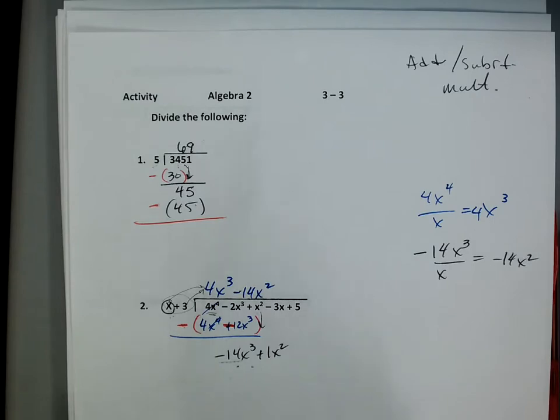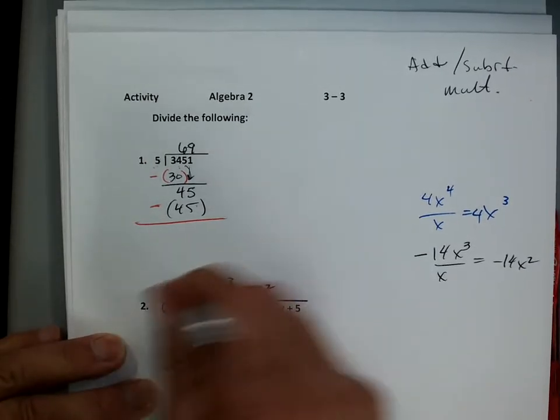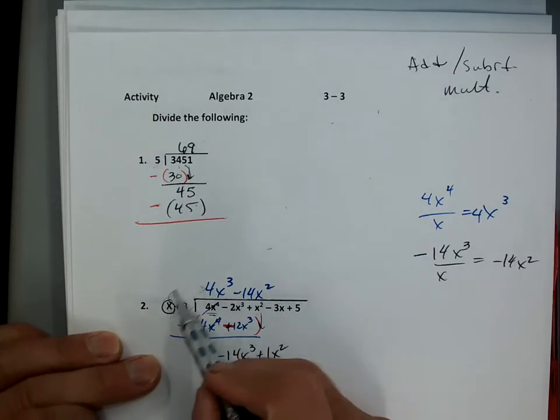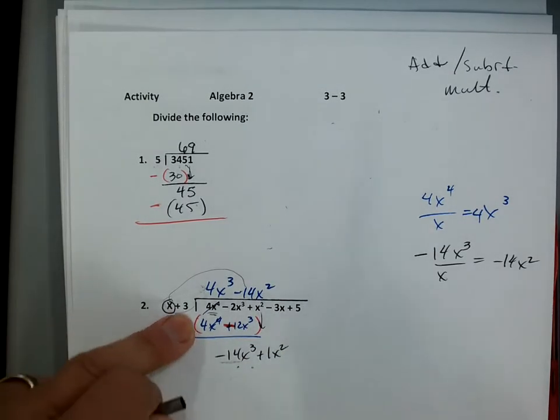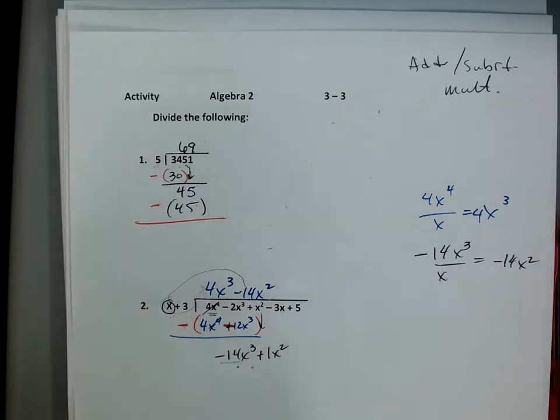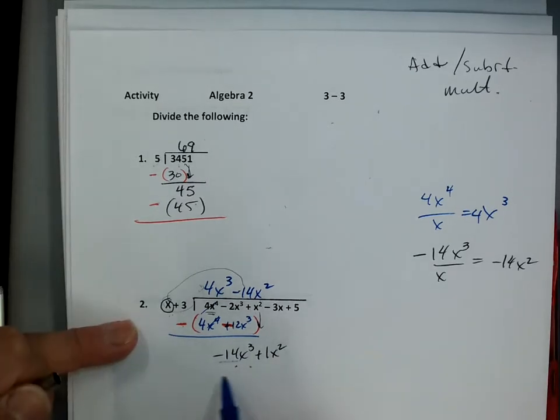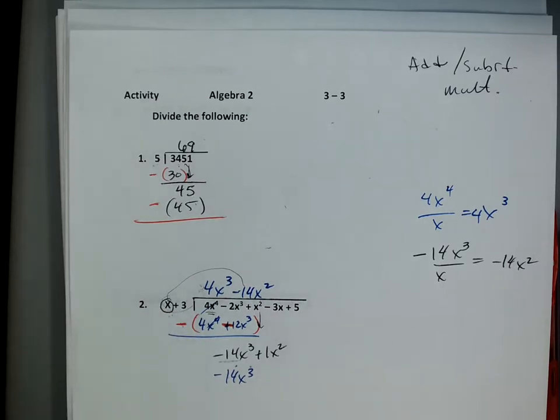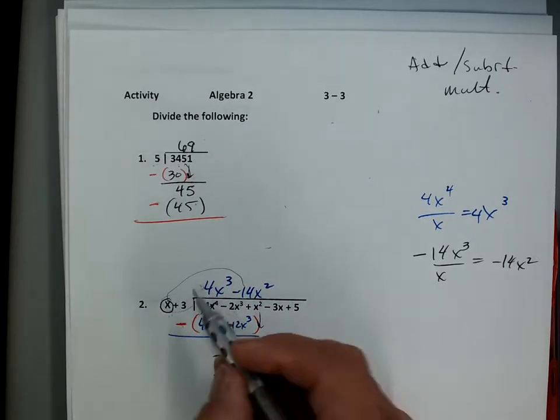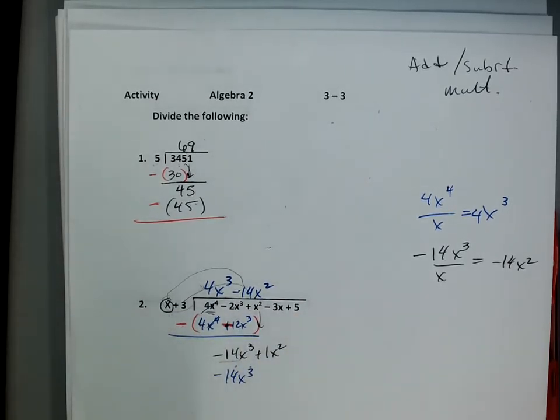Here I'll do the same thing, but I have to remember the 3. That's why I like my pencil, because I can erase this. I'm going to take the x times the negative 14x squared, which makes a negative 14x cubed. And I also take the 3. Don't forget the 3. I take the 3 times the negative 14x cubed, which I think is 42, a negative 42x squared.